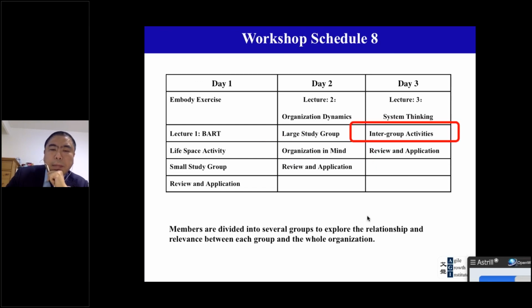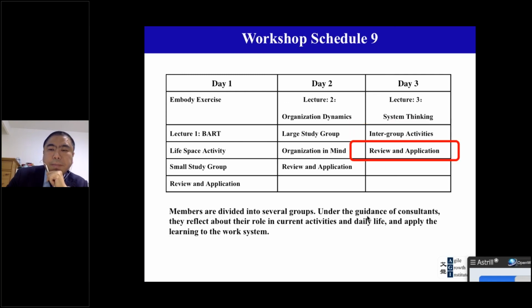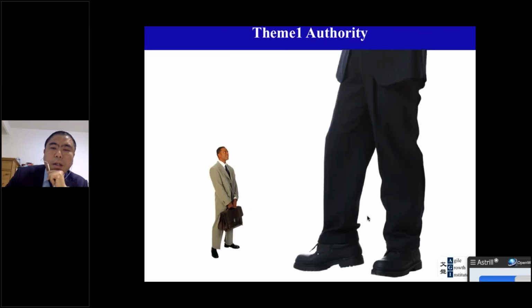Intergroup activity makes members divided into several groups to explore the relationship and relevance between each group and the whole organization. Review and application part. Members are divided into several groups, and under the guidance of the consultant, they reflect about their role in current activities, daily life, and apply these learnings to the work systems.